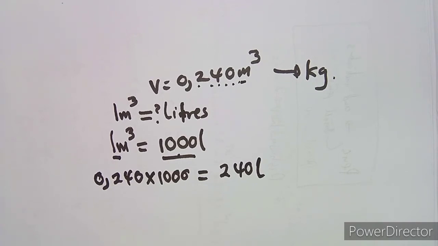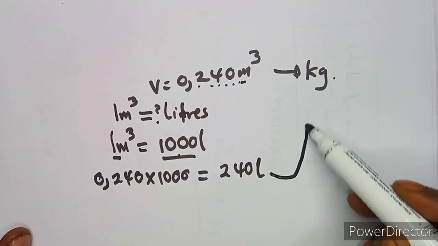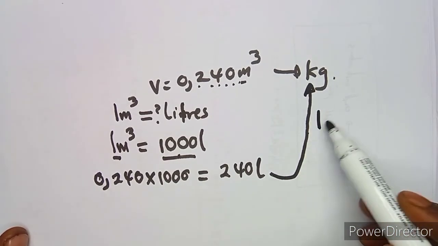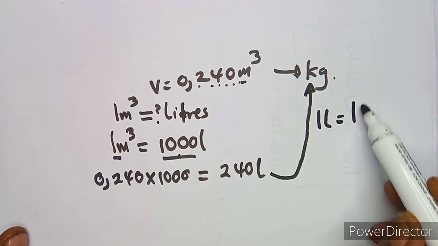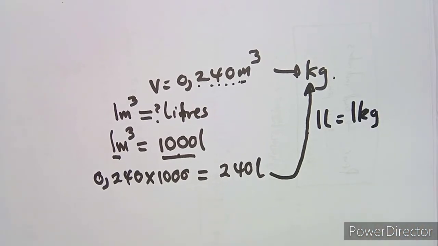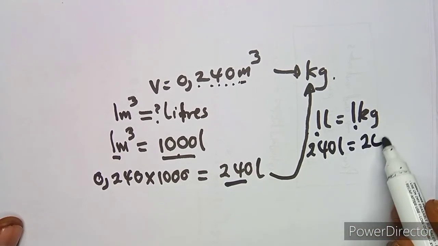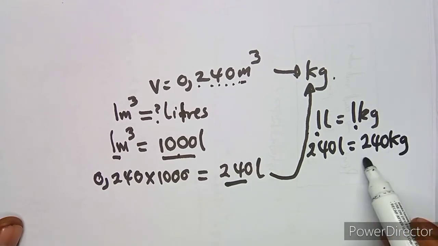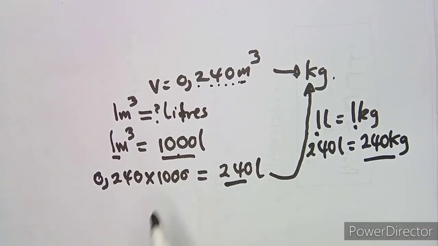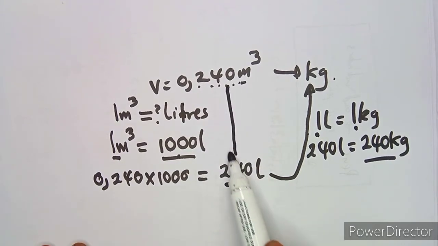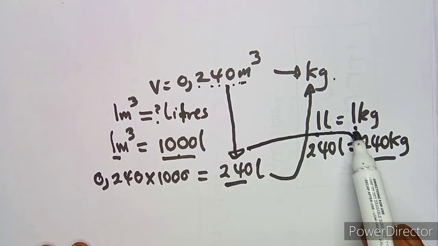So why are we using 240 liters? Because we have a strong relationship between liters and kgs. Each liter is equivalent to 1 kg, so this is a 1:1 ratio. So if we have 240 liters, definitely we have 240 kgs. So it was easier to convert cubic meters to liters than liters to kgs.